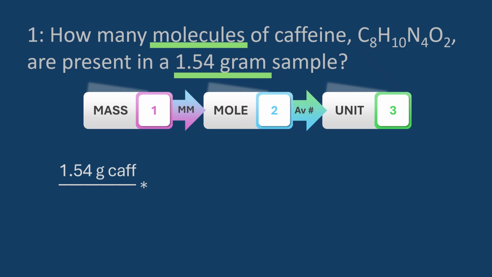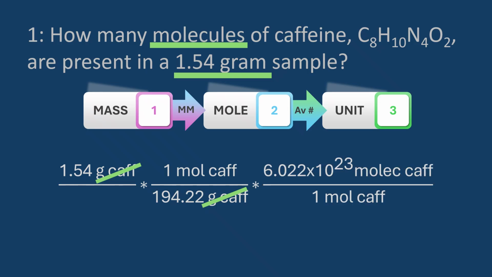To move away from the mass into the mole grouping, I need to divide by the molar mass so that the grams units can cancel. Next, to move away from the moles, we need to multiply by Avogadro's number. We should now be in terms of the unit molecules, which is appropriate for our sample.